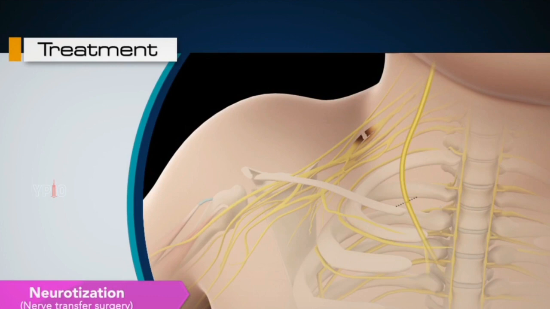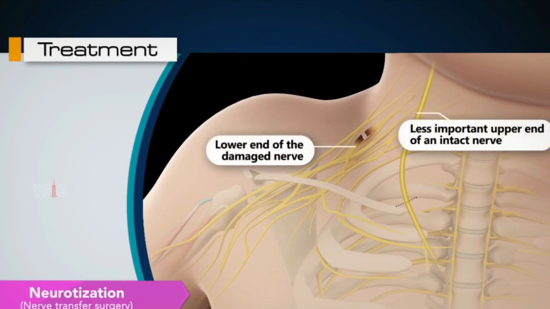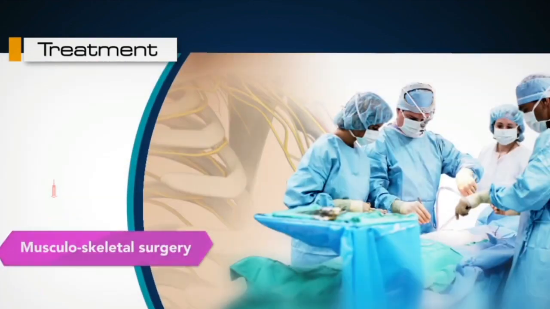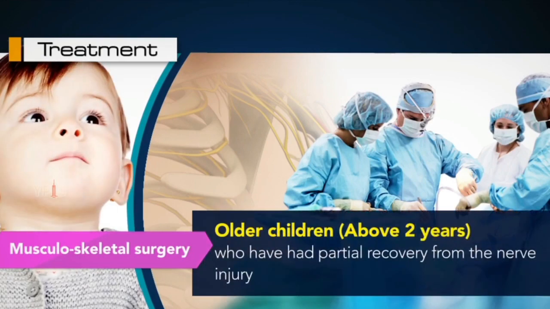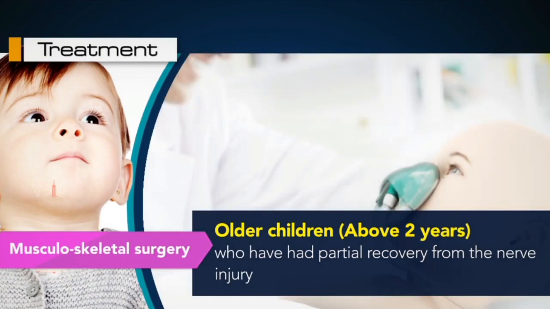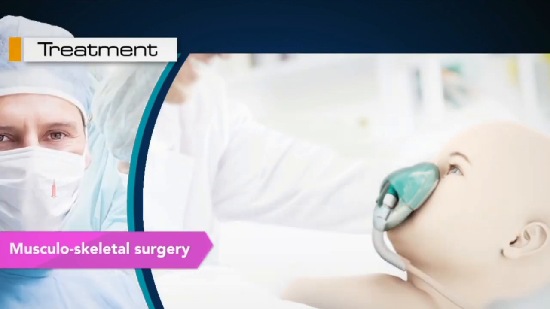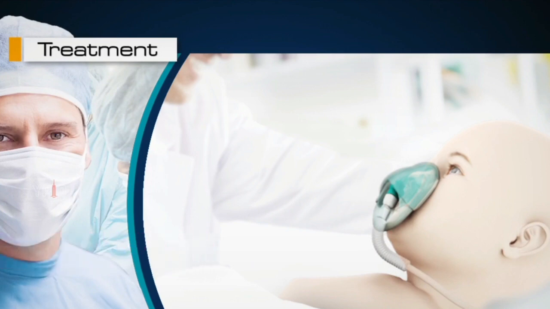Neurotization or nerve transfer surgery is performed to connect the lower end of the damaged nerve to a less important upper end of an intact nerve from the spinal cord. Musculoskeletal surgery. Older children above 2 years who have had partial recovery from the nerve injury often require other surgical procedures to improve their function.